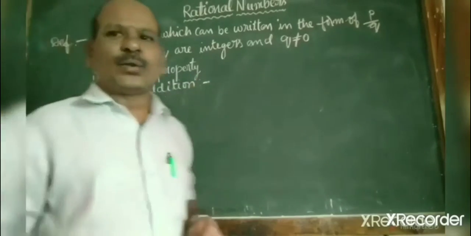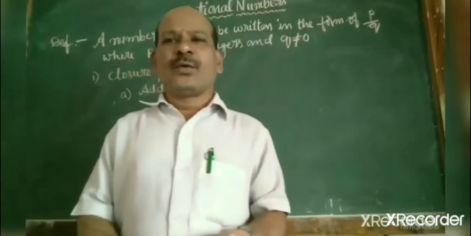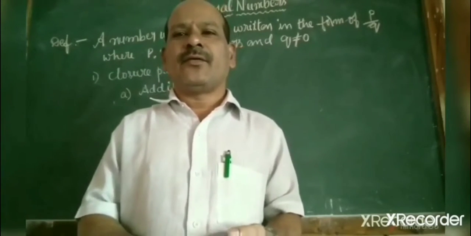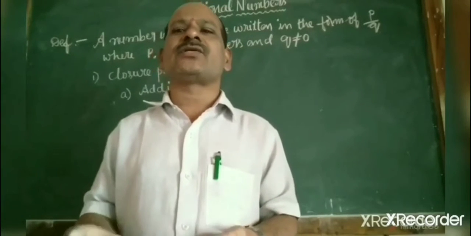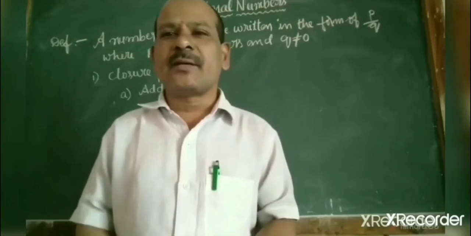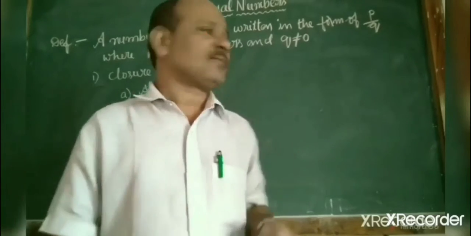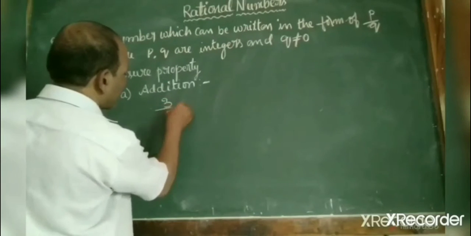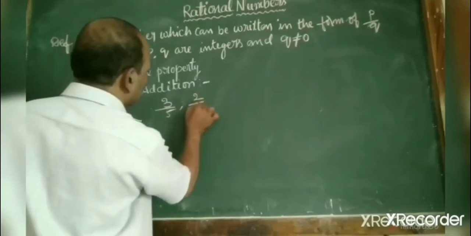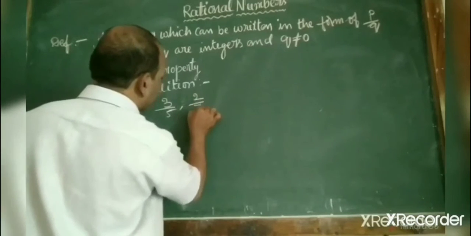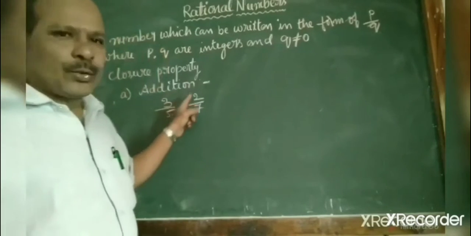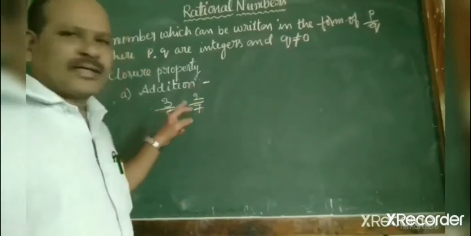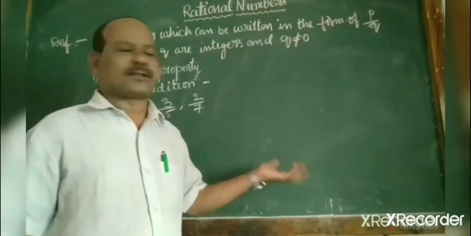If I take any two rational numbers and add them, the result is also a rational number. If I add any two rational numbers, the result is also a rational number. Then we can say that rational numbers are closed under addition. Here I am taking two rational numbers, for example 3 by 5 and 2 by 7. These two numbers I will add and check whether the result is a rational number or not.